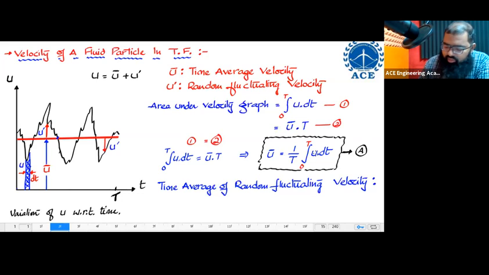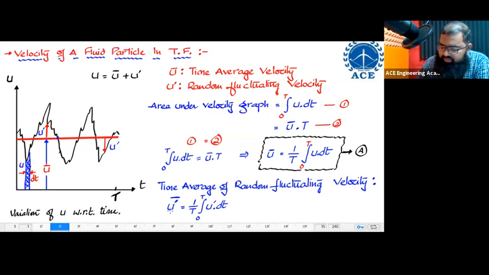So going by that particular logic, I can say over here u prime bar. You see, u prime bar means what over here? U prime is random fluctuating velocity. Bar means time average. How much is it going to be equal to? This is going to be equal to the same format, 1 by T integral 0 to T. Now, whose time average I want? I want u prime's time average. So u prime times dt. So u prime bar is equal to 1 by T integral 0 to T u prime times dt.